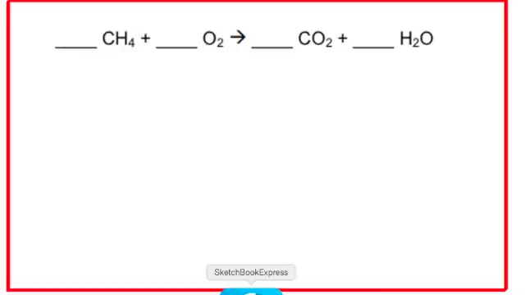Final example for this balancing work that we're doing. This one here is an interesting one. Anytime you have oxygen by itself, it's usually something burning. In this case, this is methane gas. It's what comes out of your Bunsen burner. It's what powers most of your furnaces. So they're doing this combustion.